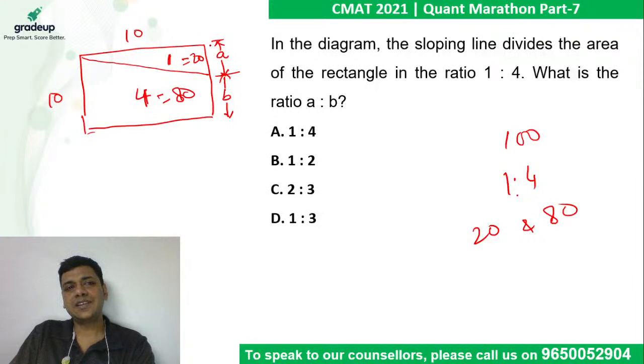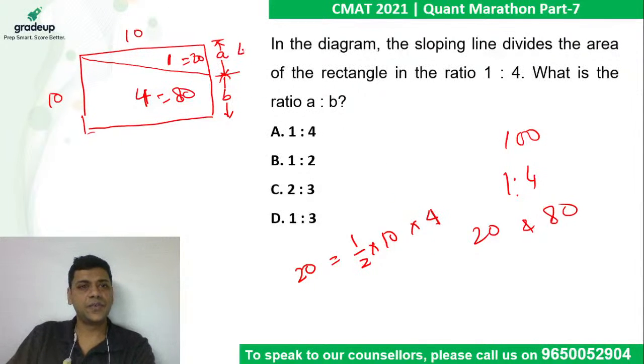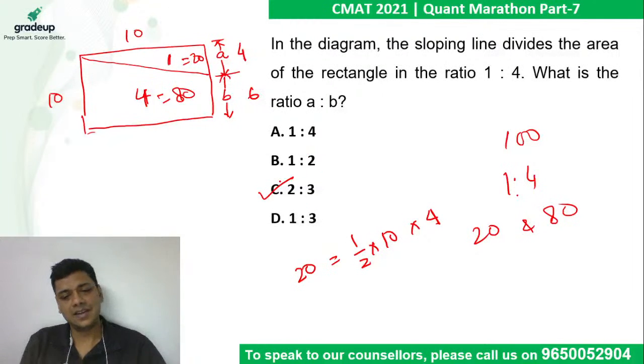Now if this length is 10, what's the area of this triangle? The area of the triangle is 20. 20 is half into base into height. So this is 4 and this is 6. 4:6 is 2:3. That's option number C.